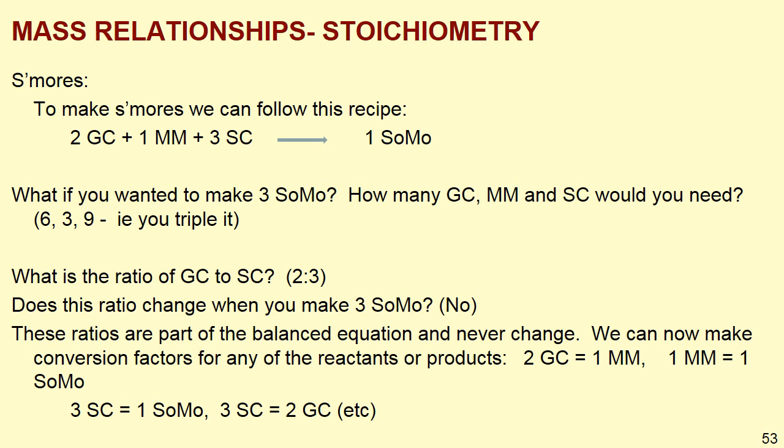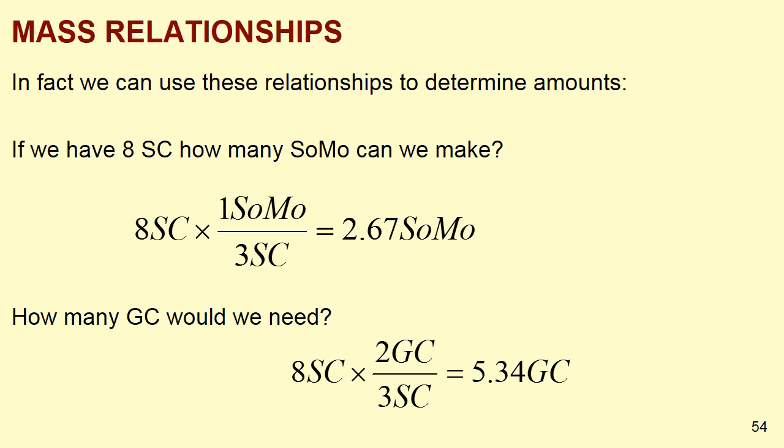So these ratios are part of a balanced equation. They never change. And actually, we can convert from one to another. If you remember conversion factors, we can actually figure out how many of one thing we need by using a conversion factor using this balanced equation. So let's look at what we did.